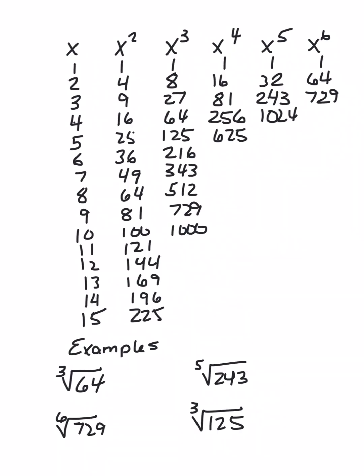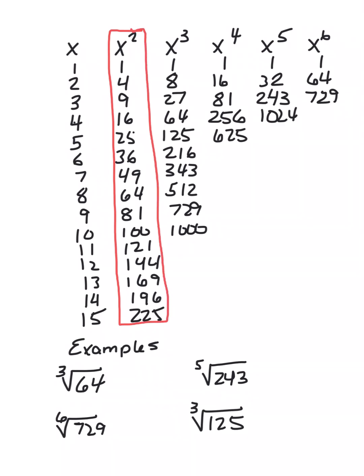Now, we've had the perfect squares up on the board all year long. These are the first 15 perfect squares. And now we're just going to extend this to the perfect cubes, which are 1, 8, 27, 64, and so on. Why is that? Because 1 cubed is 1, 2 cubed is 8, 2 times 2 times 2, 3 cubed is 27, 4 cubed is 64, and so on.